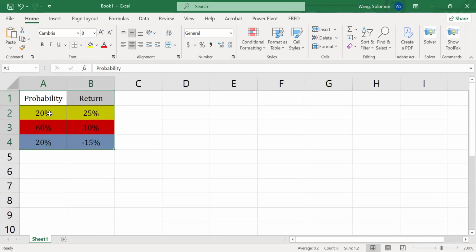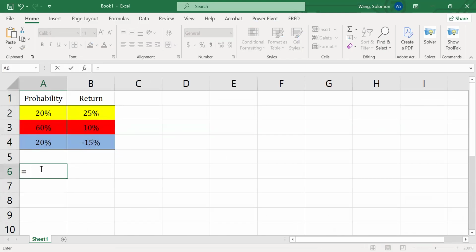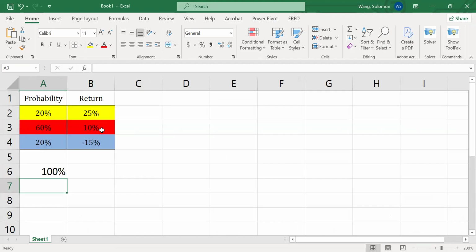So you have 3 probabilities, and under each probability, you have a 1 return. Okay, so if you add the probability together, that's 100%. So that means there are only 3 probabilities available. All right, so under each case, you have a return. So how do you get the expected return? Based on the probabilities and the individual returns for each case.